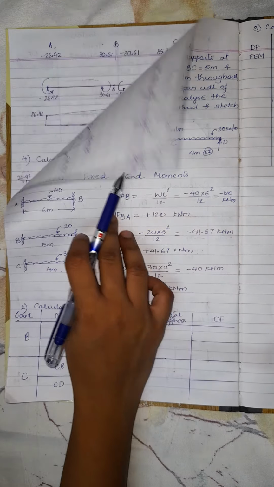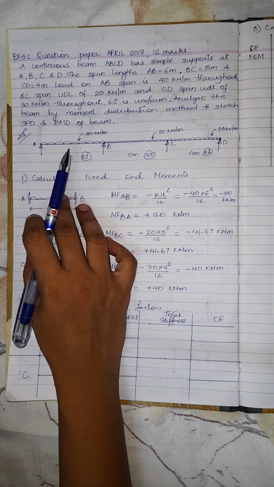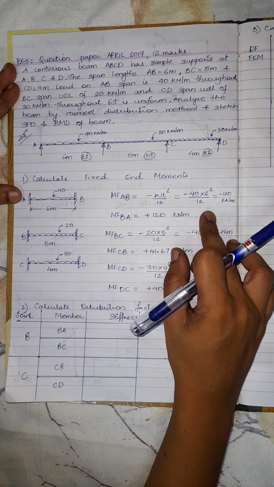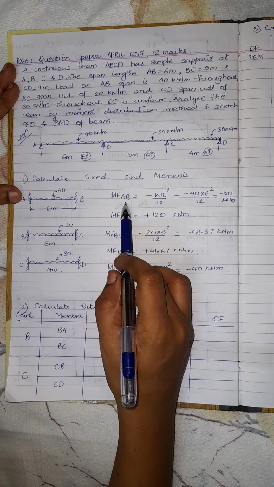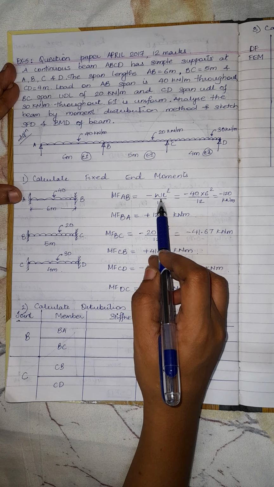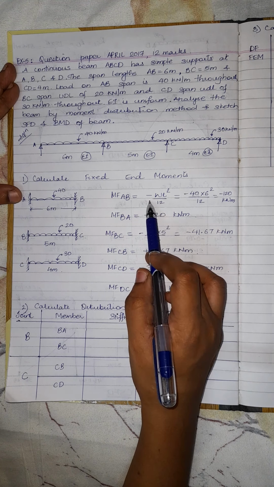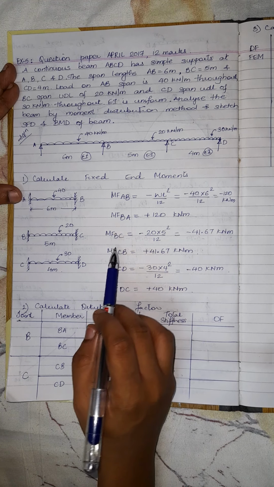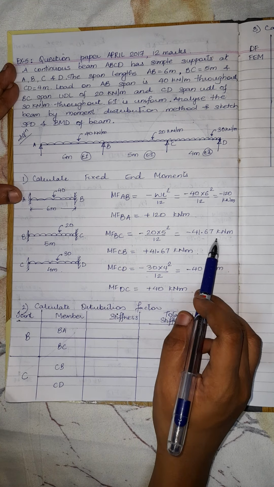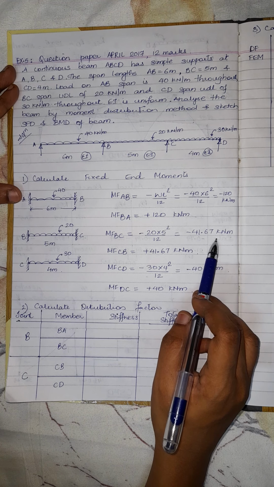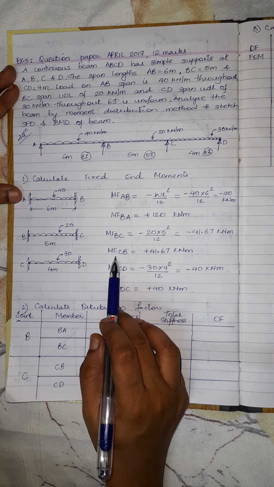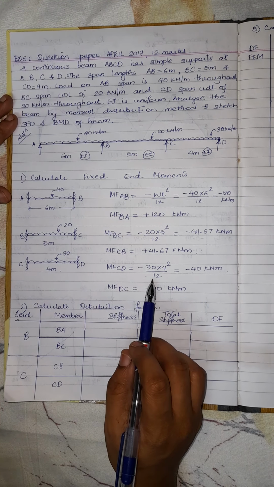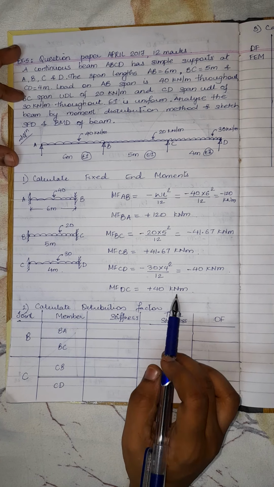Now this is easy. First step, calculate fixed end moments. So I have taken each span and calculated fixed end moments. We know that MFAB, for the UDL throughout the span, is minus WL square by 12, which is minus 120 kilonewton meter. Similarly, MFBC is also calculated using the formula minus WL square by 12, and MFCB is plus WL square by 12. Then MFCD is minus WL square by 12, and we get these values.